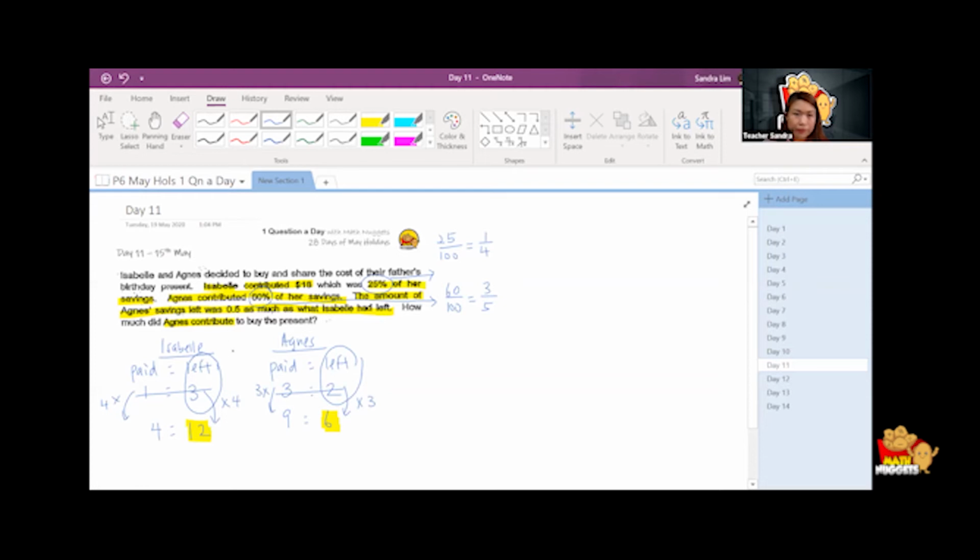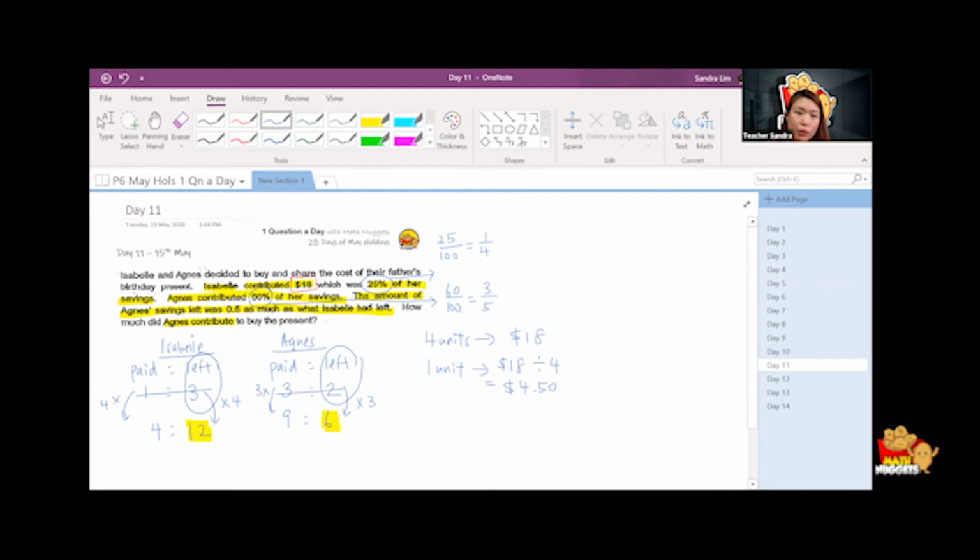Okay. What's the clue? The clue in the question is $18. So we know that Isabel paid $18. So 4 units, $18. So go on to find out what's 1 unit, which is $18 divided by 4, which is $4.50.